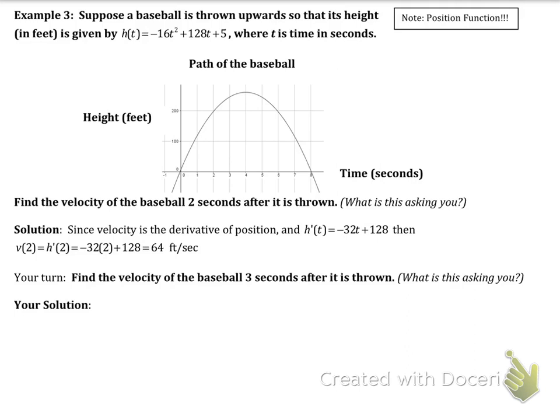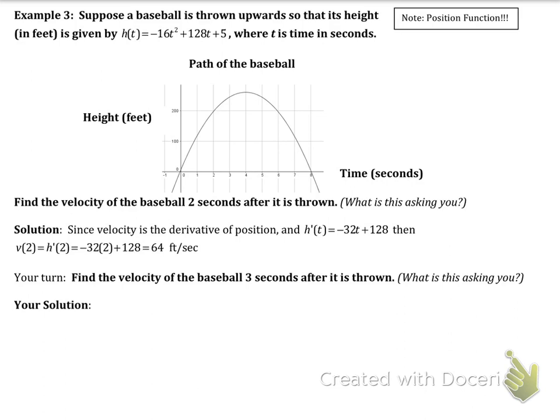So always ask yourself, what are they asking me? Well, we are looking for velocity, therefore we need the first derivative of our given function, which is h. So the solution is down there, done for you. Since velocity is the derivative of the position, the derivative of h equals negative 32t plus 128. So therefore we take our value 2 and we plug it into that function to give us 64 feet per second. All right, so let's do one together now.